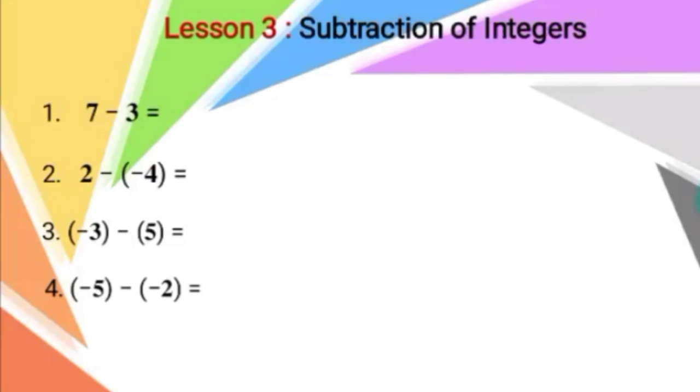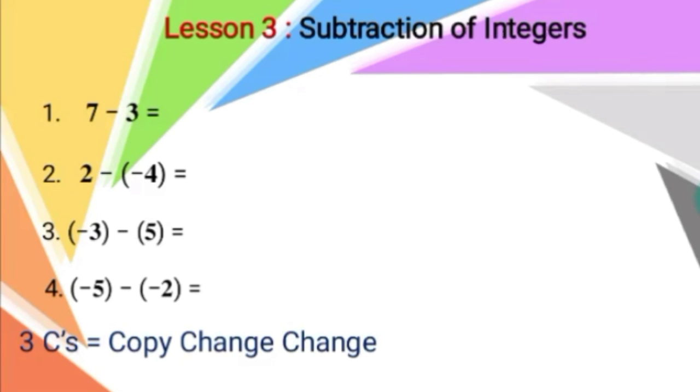For lesson 3, subtraction of integers. Para mas madaling maintindihan ito, meron tayong acronym dito. Ito ay 3 C's. Copy, change, change. For example, number 1, let us copy the 7, change the operation of subtraction into addition, then change the positive 3 into negative 3. Then, follow the rules of addition.